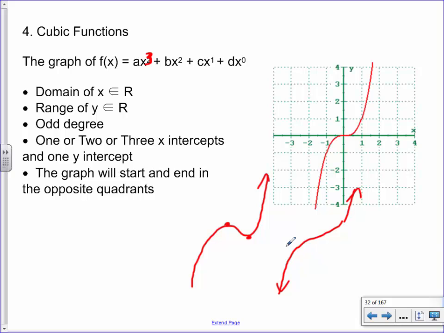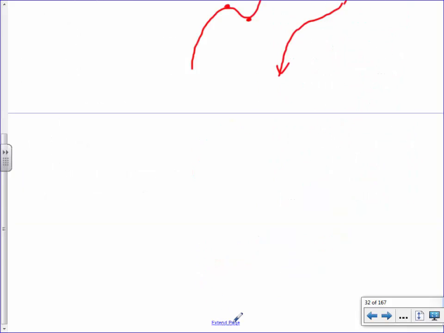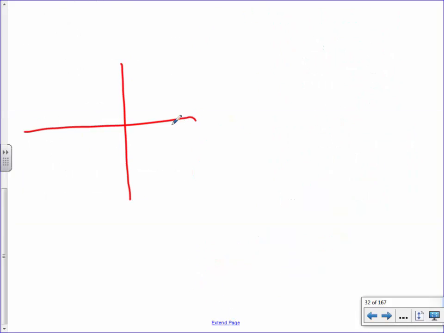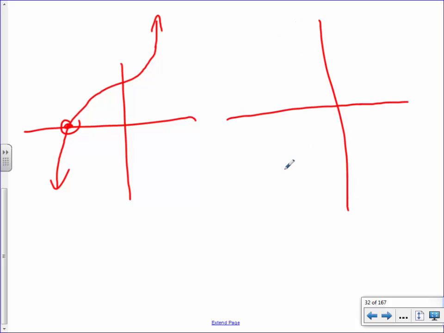Yeah, something like that. So based on that, though, you could have 1, 2, or 3 x-intercepts. Let me show you how that might look. If you wanted to have 1 x-intercept, it could look like this. That's a cubic. It has your little flippy section right here, but it only crosses once. That's 1 x-intercept. It could have 2 x-intercepts. To have 2 x-intercepts, it would look something like this.